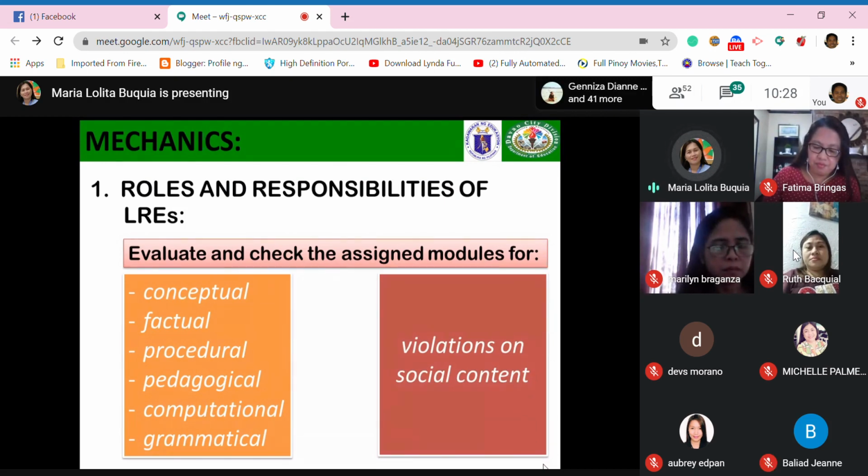Now, aside from the errors, they also have to check on the violations on social content. If you can still remember, Ma'am Devs mentioned about social content. This is somehow a wide scope for it pertains to some observable observance of our social values. To mention some of the violations, just to remind us, we might give sentences or paragraphs depicting biases, violence, or stereotyping. So here, we have to consider the materials that promote respect to the rights of the children, cultural diversity, conservation of our natural resources, balance in treatment of the gender roles, and many more.